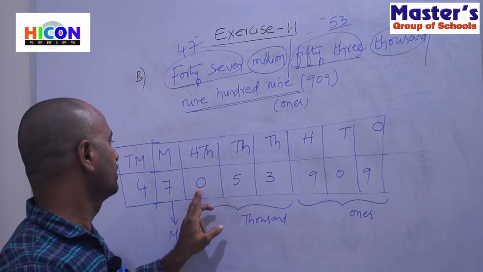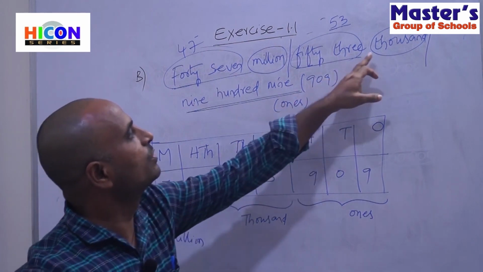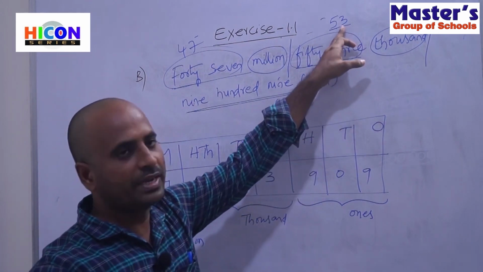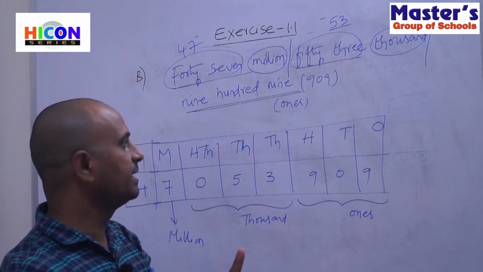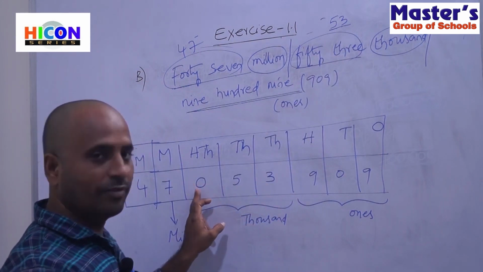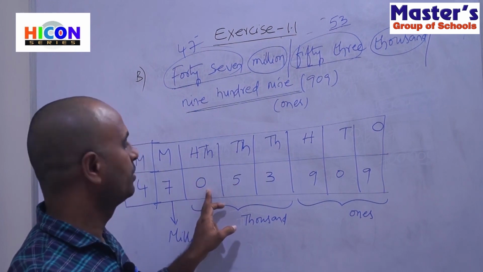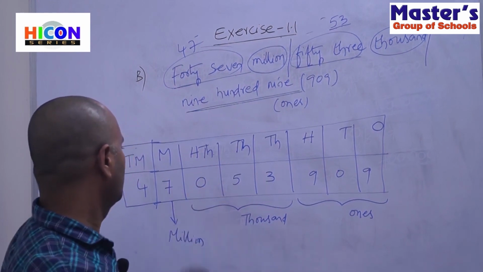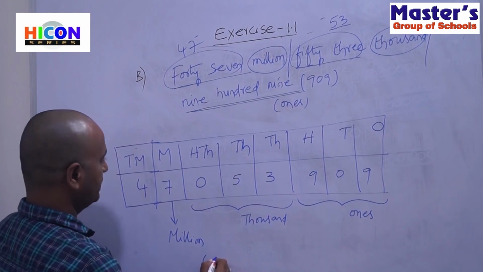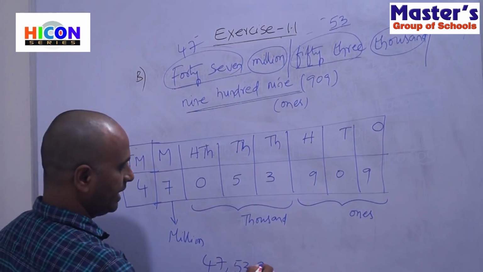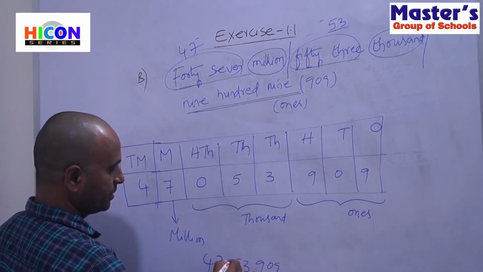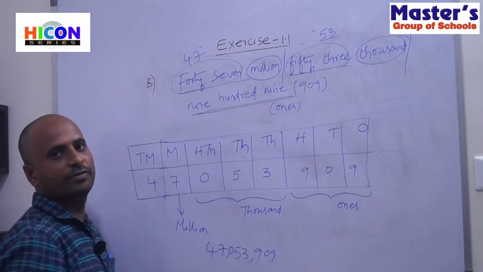Here we carefully observe that in thousands period there are only two digits, but in thousands period there should be three places. So for one place we have to add 0. Thus the number becomes 47,053,909. So this is the number for the given number name.